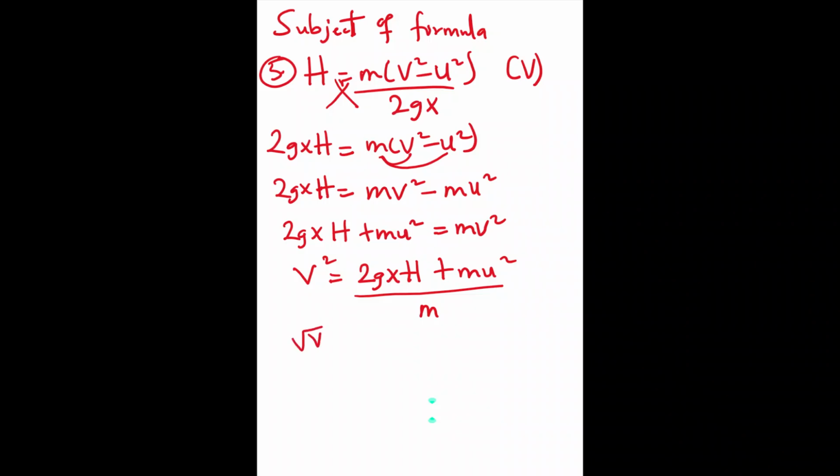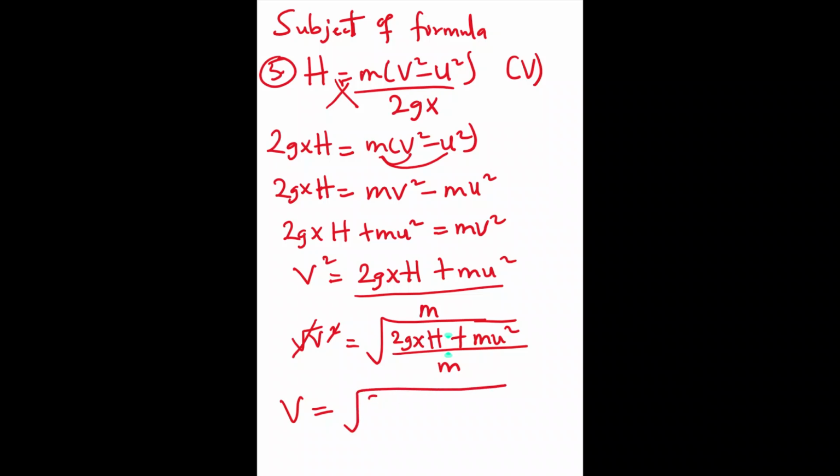So we have to square root both sides. So when we square root both sides, we have something like this: 2gxh plus mu squared over m. So this square will cancel the square root. And the final answer we get should be v equals the square root of 2gxh plus mu squared over m. So that's what we get for number 5.